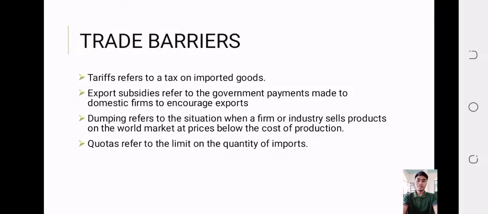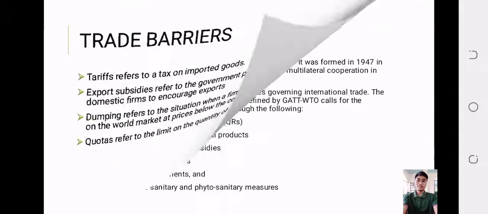Trade barriers. Tariff refers to a tax on imported goods. Export subsidies refer to government payments made to domestic firms to encourage export. Dumping refers to a situation when a firm or industry sells a product on the world market at prices below the cost of production. Quotas refer to a limit on the quantity of imports.